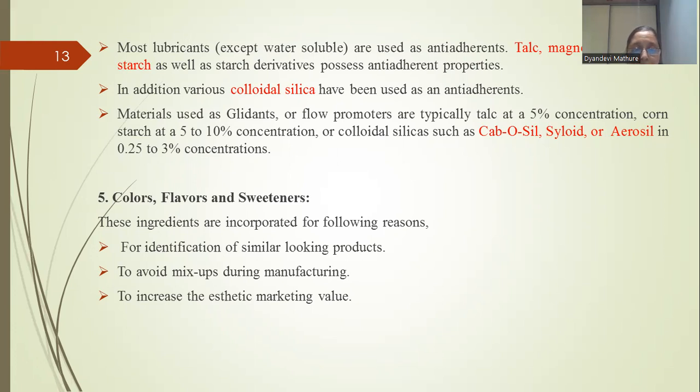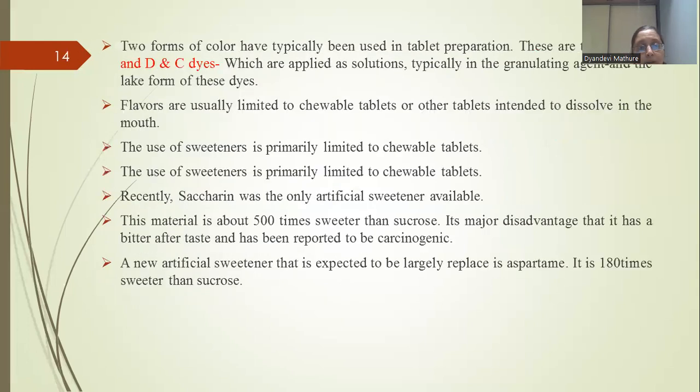Now, very important: colors, flavors and sweeteners. These are all organoleptic ingredients. If you want your product to look good, we need colors. Also, to avoid mix-ups during manufacturing, we need color. Some tablets are white, some are red. So to avoid mixing, we can add color to the tablets to increase the aesthetic and marketing value. Of course, if your product is good looking, it will attract customers.